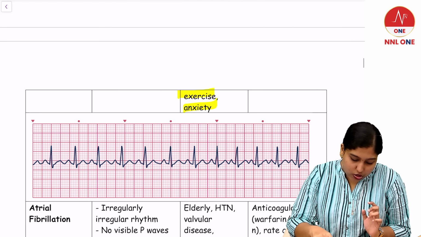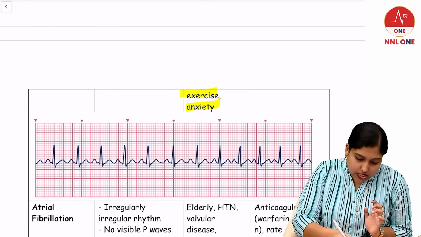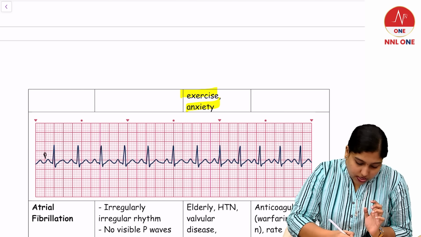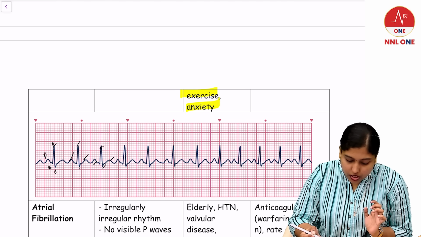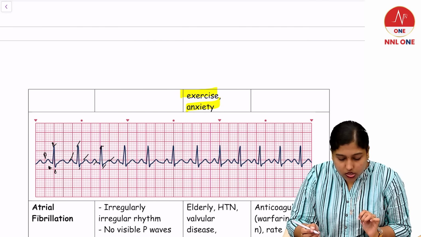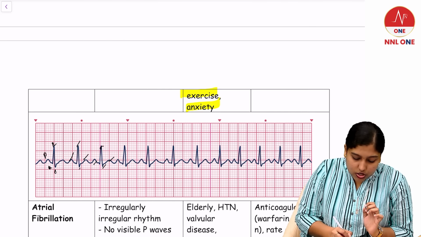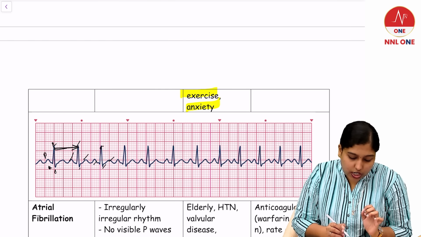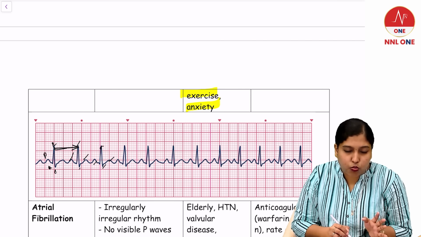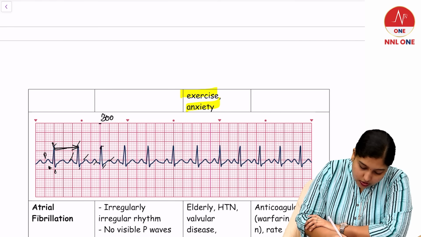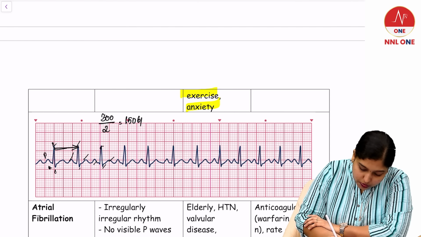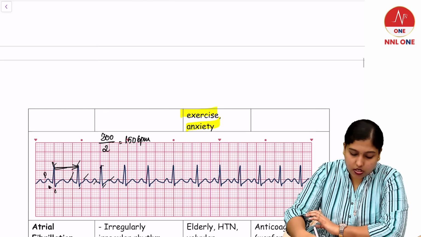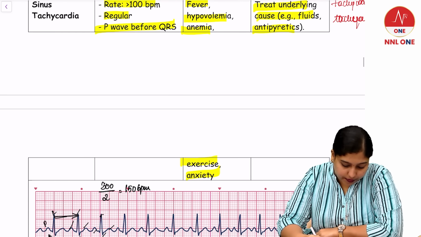So now coming back to the ECG, you can see every P wave is there, and every P wave has its own QRS complex. P wave, QRS, T; P wave, QRS, T, right? So again, if you see the RR interval and calculate the heart rate, it is 2 boxes. 300 divided by 2 is 150 beats per minute, which means it is a sinus rhythm.